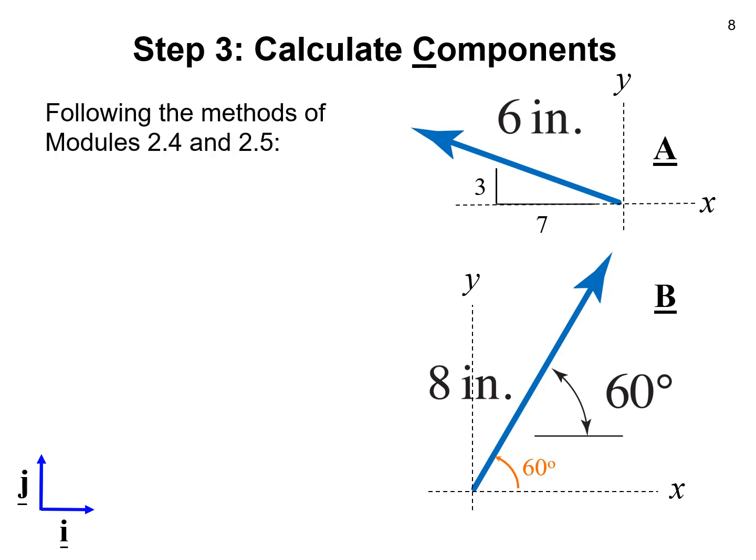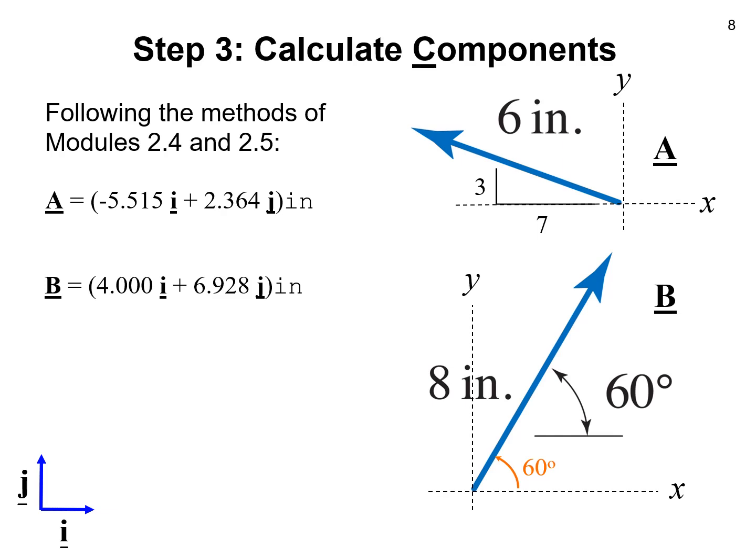That might sound obvious, but there's a trigonometric law or a geometric law that tells you that. And then following the procedure of modules 2.4 and 2.5, I'll have you verify that the A vector is negative 5.515 in the i direction plus 2.364 in the j direction, and my unit is inches, so I'll put inches multiplying everything. And the B vector is 4 in the i direction plus 6.928 in the j direction. And because I'm using 3 decimals in this case as my approximation, I wrote 4 as 4.000.